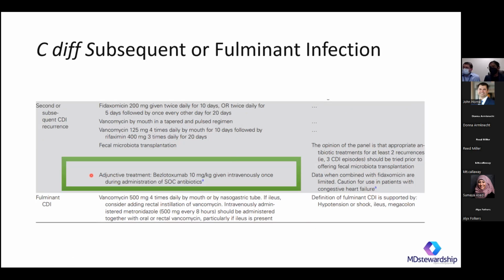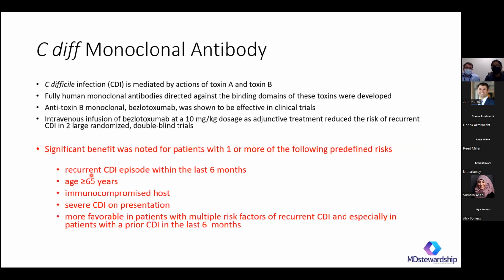Insurance usually doesn't cover it in the inpatient setting. That's why it's an outpatient drug, and we need to make sure we think about it. And who should get bezlotoxumab? It's about $4,000 to $5,000, depending on what kind of formulary and contracts you have. But the patients they recommend are patients with recurrent C. diff within the last 6 months.